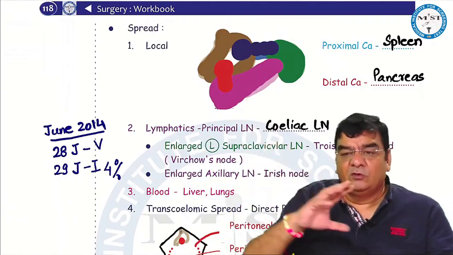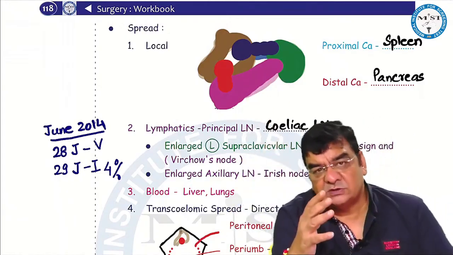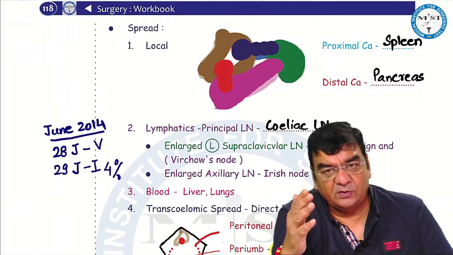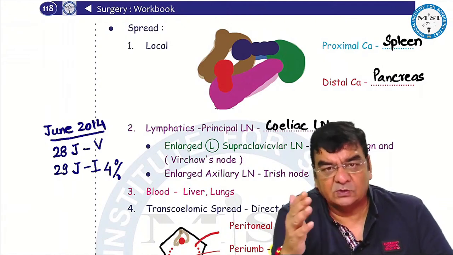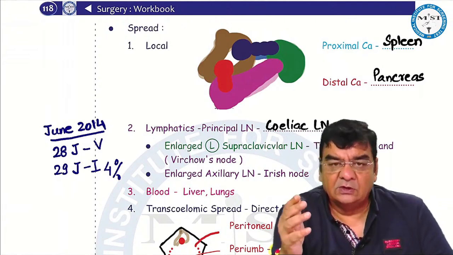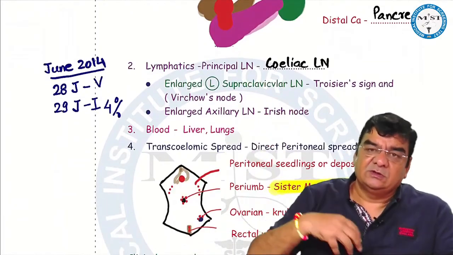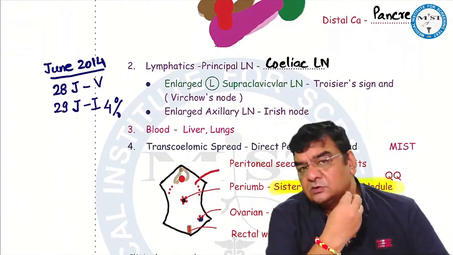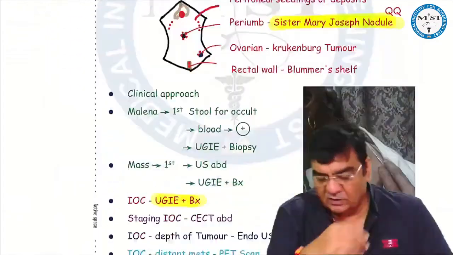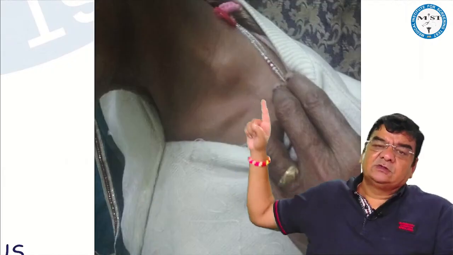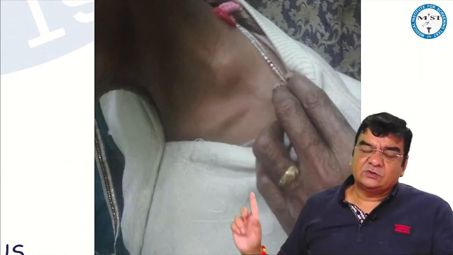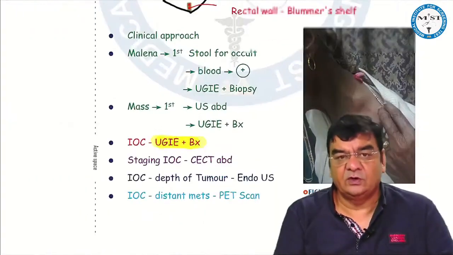Lymph node, foregut will be going to celiac. Midgut cancer will be going to supramesenteric. Hindgut cancer to inframesenteric lymph node. So stomach cancer will be going to celiac lymph node. Now, this stomach cancer can also spread to the left supraclavicular lymph node, which is called the Virchow's node or the Troisier sign. If stomach cancer goes to the axillary lymph nodes, that is Irish lymph node.